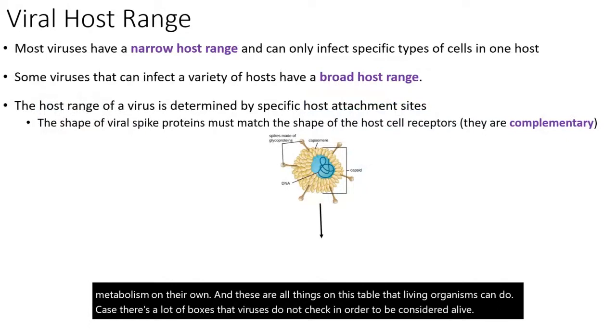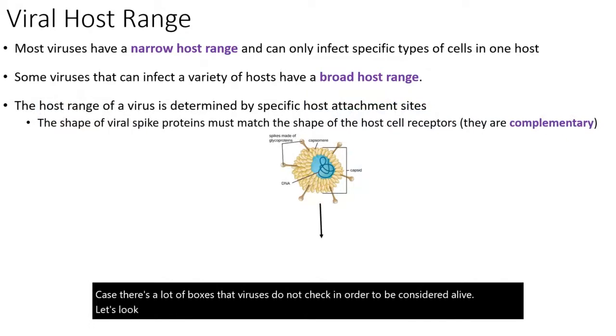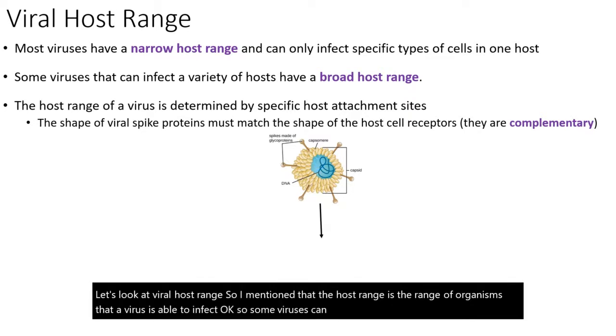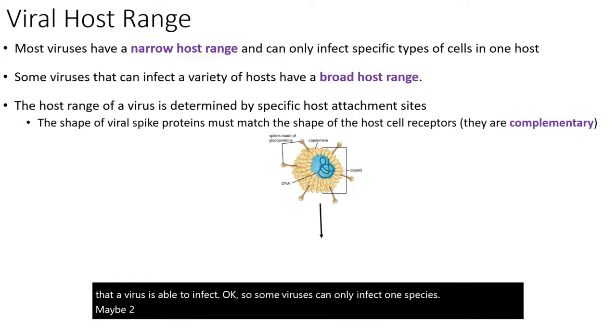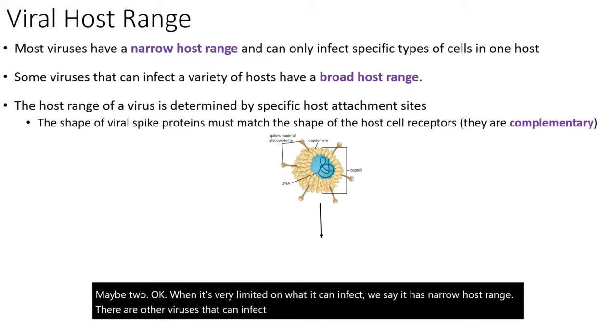Now, let's look at viral host range. I mentioned that the host range is the range of organisms that a virus is able to infect. Some viruses can only infect one species, maybe two. When it's very limited in what it can infect, we say it has a narrow host range. There are other viruses that can infect all sorts of different animals, for instance. We say they have a very broad host range.